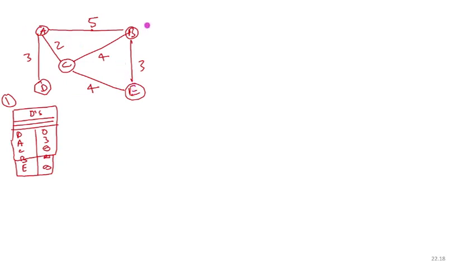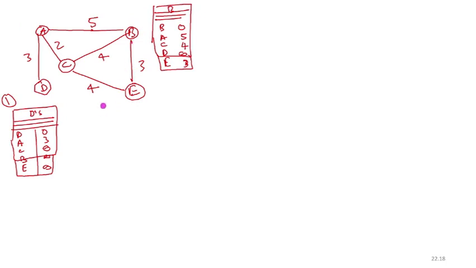Similarly, suppose we want to find out the initial table for B, so it will be B, A, C, D, E. B to B is 0, B to A the distance is 5, B to C is 4, a direct path is there. B to D, there is no direct path, so infinity. B to E is 3. So similarly, each of the routers will have its initial table.